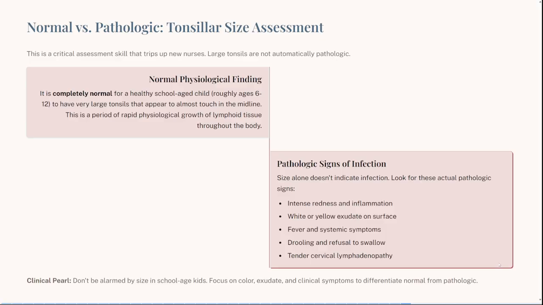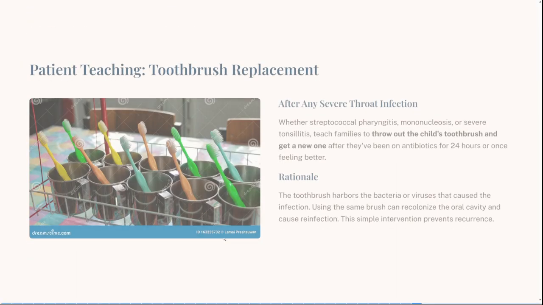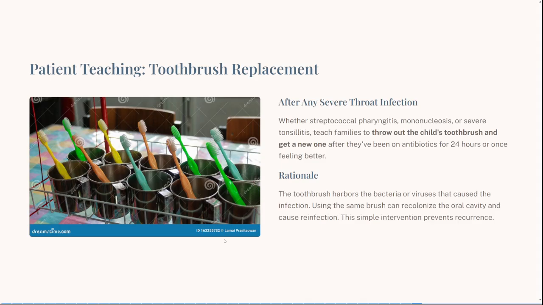Good distinction. What about mono, the kissing disease? Mono can also present with a really nasty sore throat. And a key piece of patient teaching after any severe throat infection, strep, mono, whatever, is to tell them to throw out their toothbrush. To prevent reinfection. Exactly. Get a new one after they've been on antibiotics for a day or so, or once they're feeling better, to avoid recolonizing themselves with the same germs.